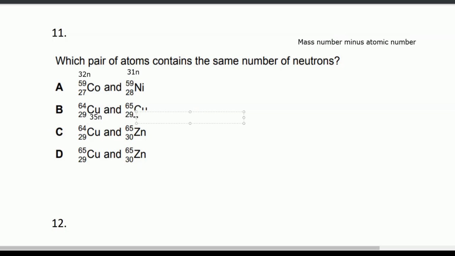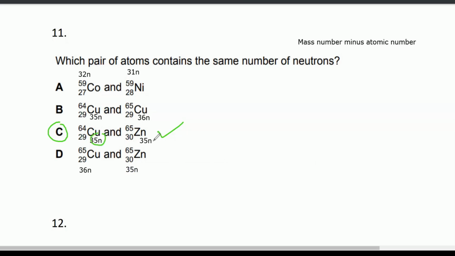Look at B. 64 minus 25. 29 is 39. And 65 minus 29 is 36. They don't have the same neutrons. Look at C. 64 minus 29, that's 35. And 65 minus 30 is 35. So C is correct. Both of those atoms have the same number of neutrons. We can see D here.